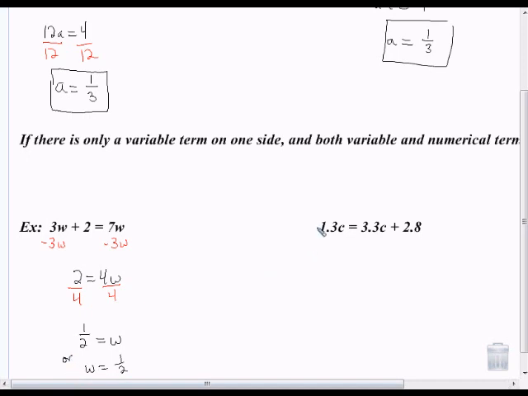Okay. Here I have 1.3c and 3.3c, so I have to move this 3.3c. I don't have a choice. And I get negative 2c is equal to 2.8. I'm going to divide both sides by negative 2. So c is equal to negative 1.4.